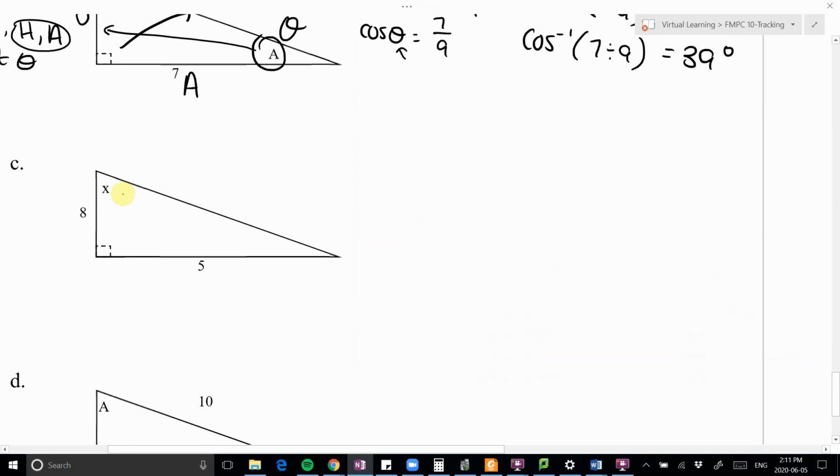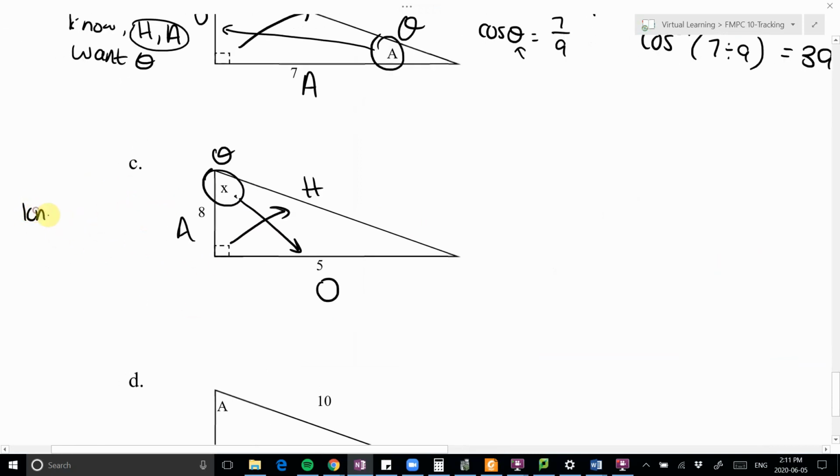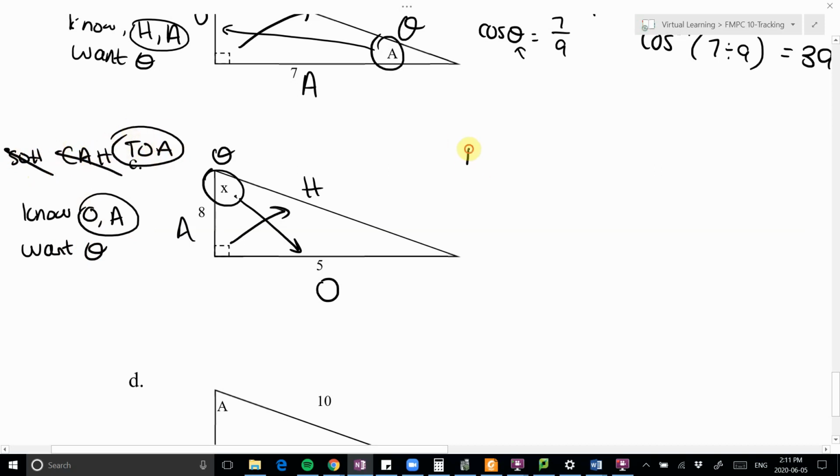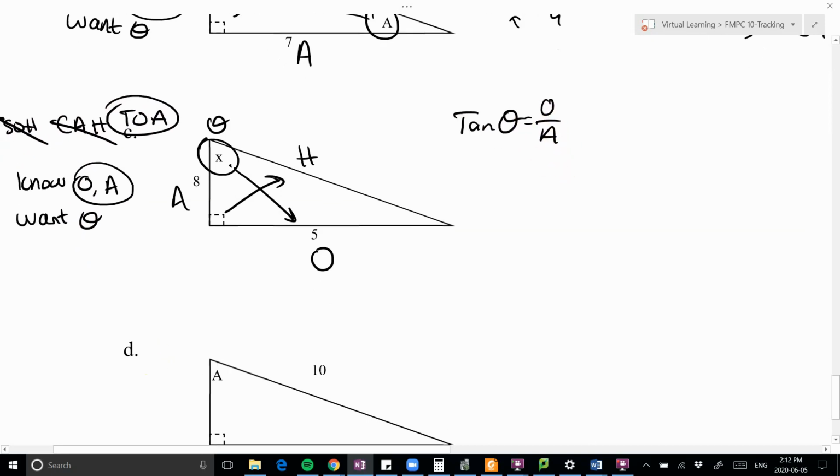So let's try that again. Hypotenuse. Remember, theta is what we need to know where your opposite and your adjacent are going to go. So what do I know? O and A. What do I want? Theta. So if O and A is what I'm looking for, CAH doesn't work, but TOA does. So that's what I'm looking for. So I'm going to be using tan here. So we're going to plug those numbers in.